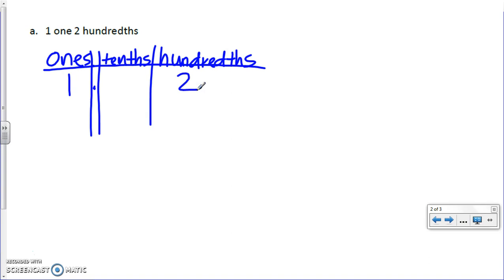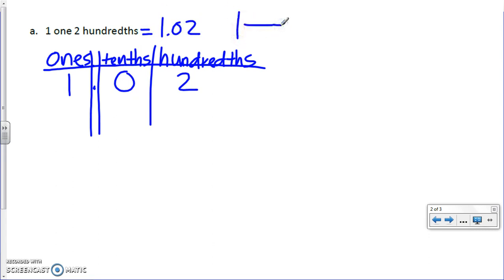So now I'm kind of stuck. Now I haven't really ever done a question where I don't have anything in the tenths. But we know in math, if we have nothing or we don't have anything, we just put a 0. So 1 and 2 hundredths is equal to 1.02. We could also write this, if we wanted, as the mixed number, as a whole number of 1.